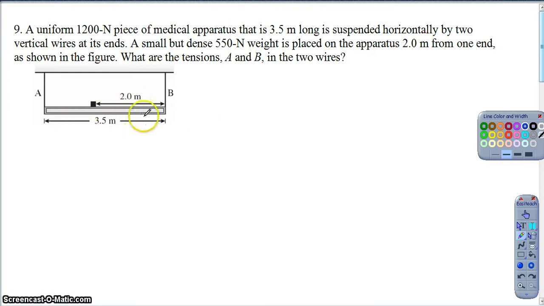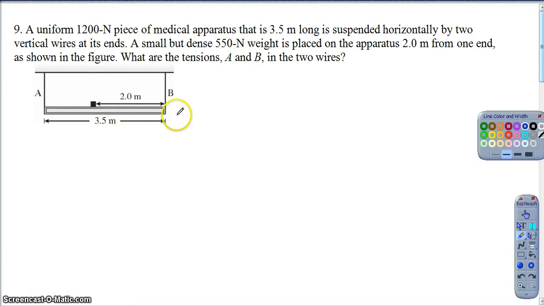Okay, so the key on these questions, as always, is usually choosing the right pivot point to make it easier to solve. So we're looking for tensions in both wire A and B, right? We're looking for both of those tensions, which, keep in mind, are forces. And then they tell us the mass of the beam. They give us the weight of the block that's on the beam, so we've got all of those forces at play too.